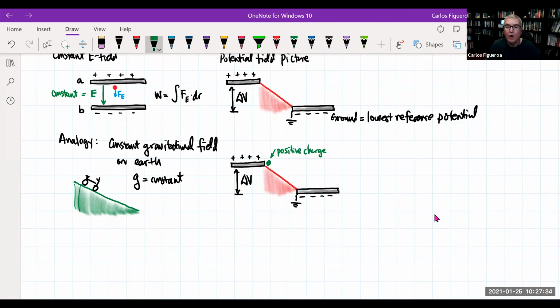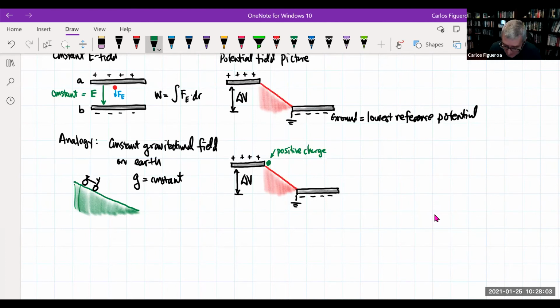But wait a minute. Why do we want to talk about potential? Because potential, which is the most hideous name you could possibly give something, why would they call it a potential? Because everybody who says the word potential thinks what? Potential energy. Unfortunately, it's not even close to the same thing.